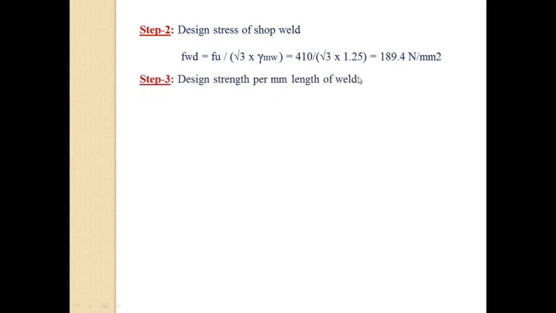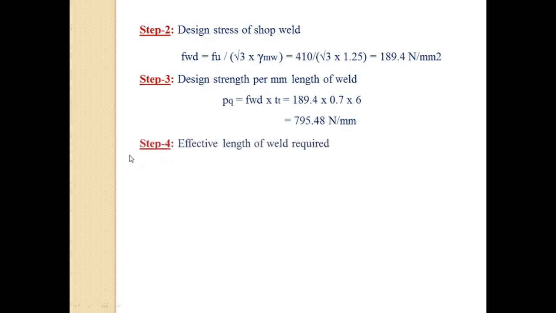Next is step number 3, design strength per mm length of weld. We calculate it using the formula Pdw is equal to fwd into tt. Fwd is the design stress and tt is the throat thickness, that is 189.4, that is fwd, multiplied by 0.7 S, that is the throat thickness. S is given as 6 mm. So Pdw is equal to 795.48 Newton per mm. This is the design strength per mm length of weld.